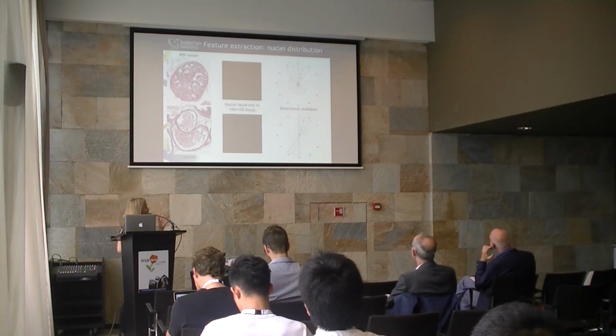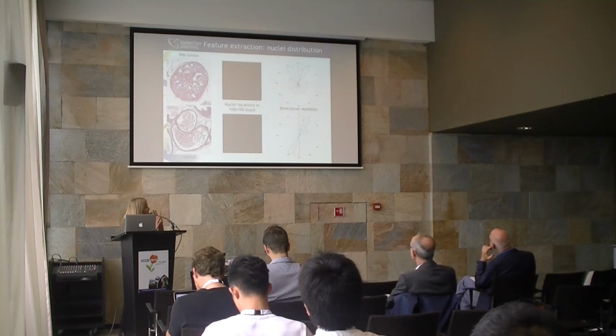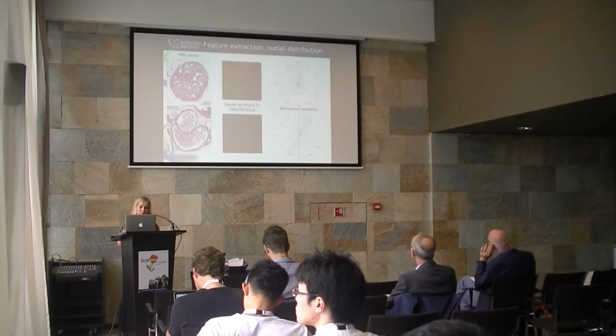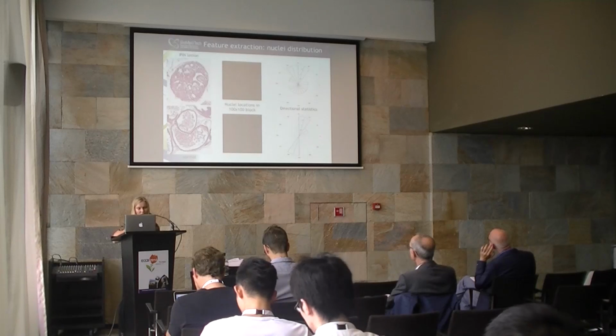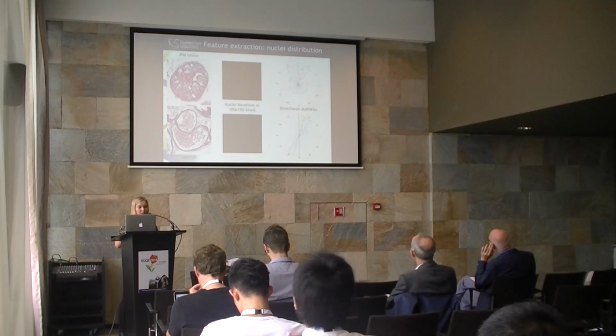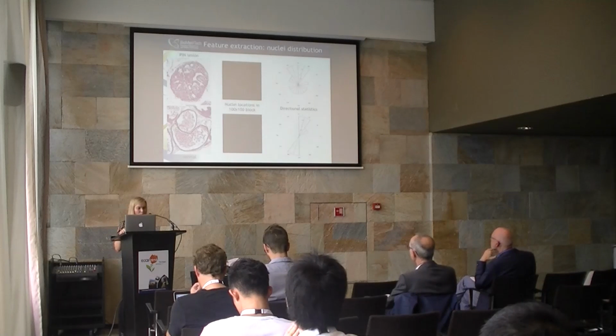In the PIN lesion, they're evenly spread, and in the normal sample, you see that there is a skew in the histogram. So, you can see that they're arranged in this thin row.